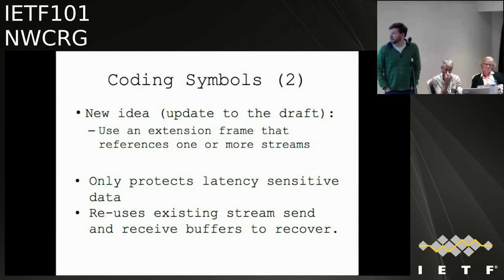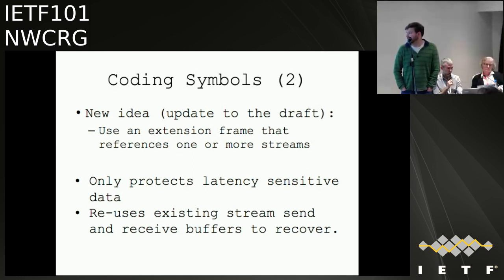So the new idea is to use an extension frame that references one or more streams. As I said, it only protects latency-sensitive data. The nice part about an approach like this is QUIC already has send and receive buffers that you can base this on, and so to a large extent, it's fairly easy to access the existing buffered memory as part of your input to do the recovery. So it flows pretty naturally from an architectural perspective, or it should.